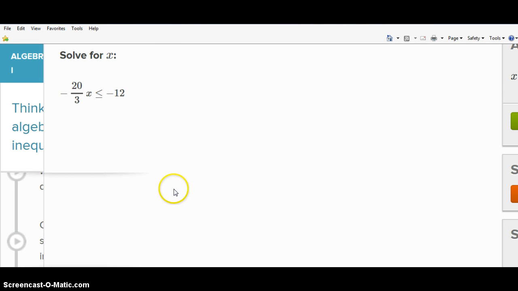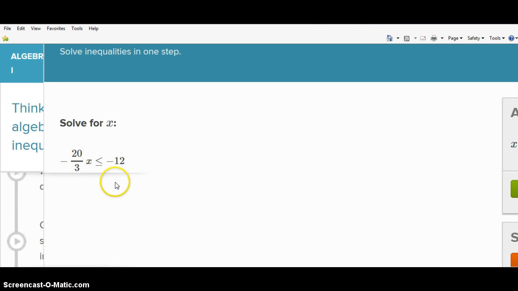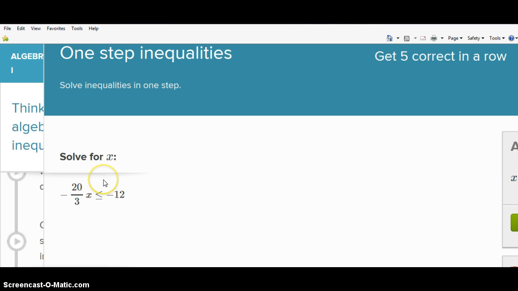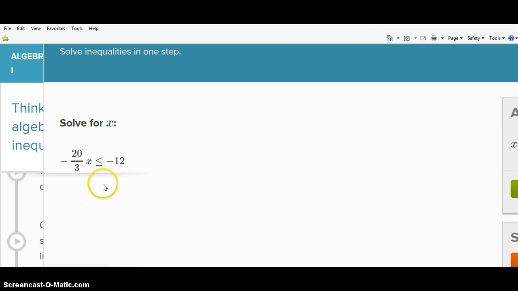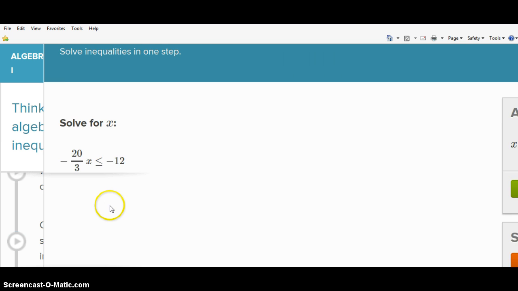Okay, good morning students. Today we're going to take a look at solving inequalities in one step. Although these are actually one-step inequalities, some of them are going to make two, so I can break down a little bit what we're doing here and make it a little bit easier for you.